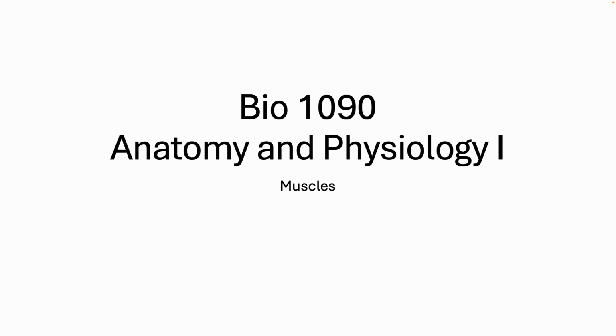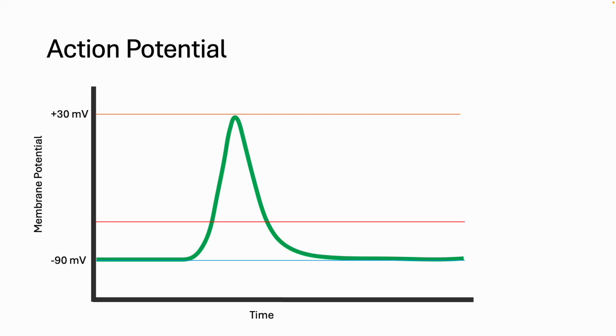In this video, we are going to be talking about action potentials and how they actually lead to muscular contraction. So an action potential is a change in the membrane of a cell. Most cells have a slightly negative charge on the inside of their membranes.